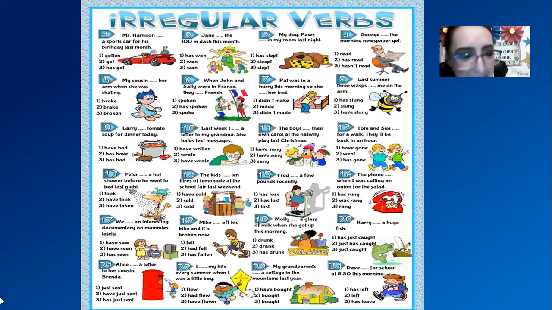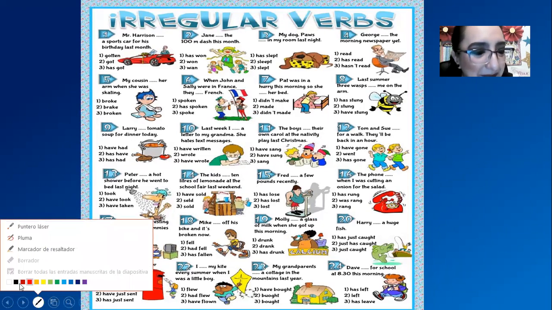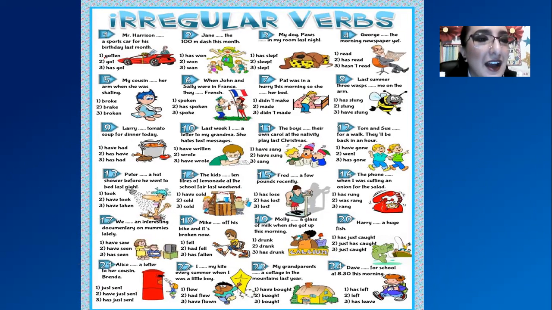God, where is my pen? Here it is. God, excellent. Number 2, Jane, I don't know what, the 100 meters dash this month.